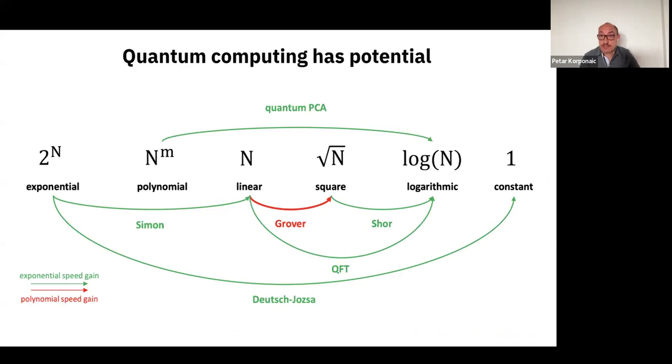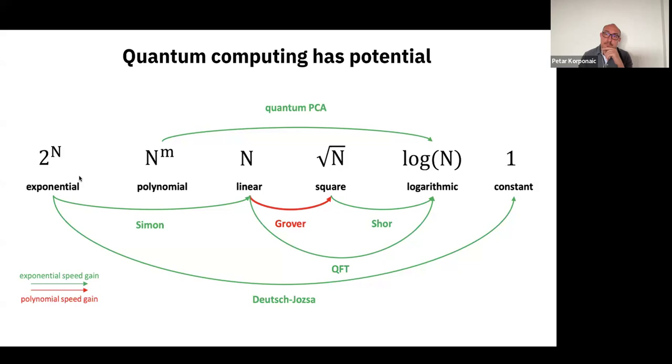Now, what is the potential, at least the theoretical potential, of quantum computing? In this picture, you can see different classes of complexity. So we have constant complexity, which is at the far right side, which is the easiest to solve. Then going to the left, we have more and more complex problems. Exponential problems are most complex, or we even have more complex than that, but it's not on this picture.